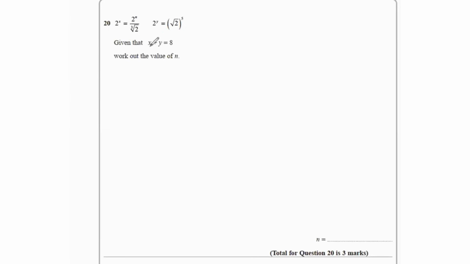Question 20 says 2 to the power of x equals 2 to the power of n over cube root of 2, and 2 to the power of y equals square root of 2, whole power 5. Given that x plus y equals 8, work out the value of n.